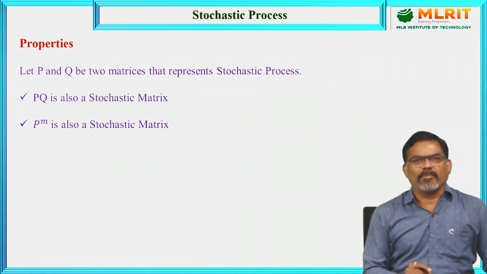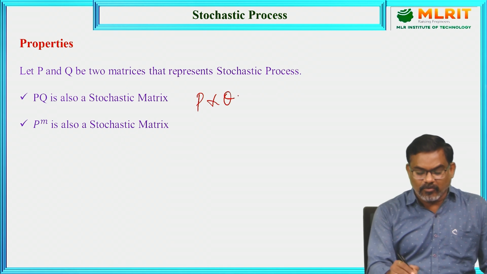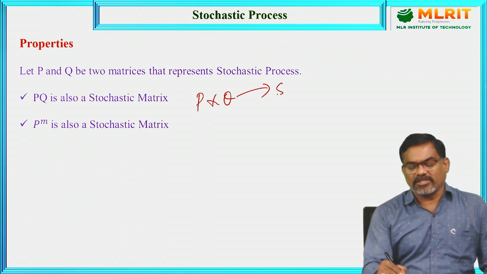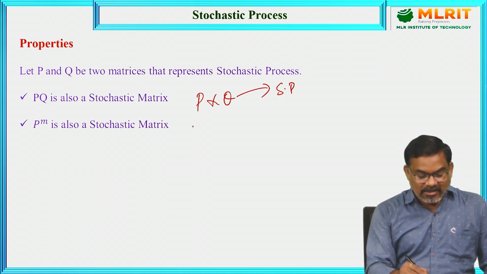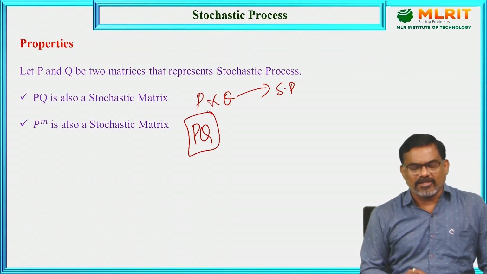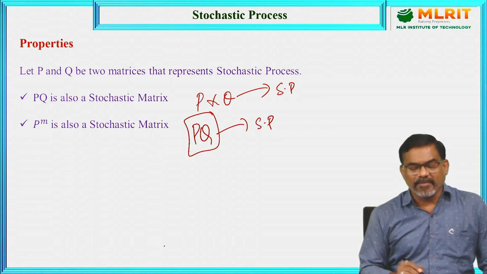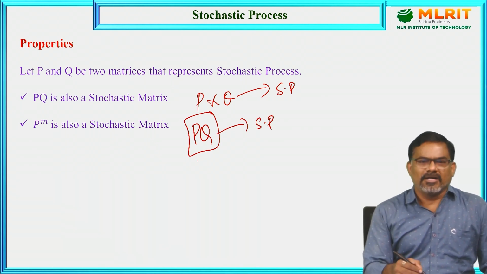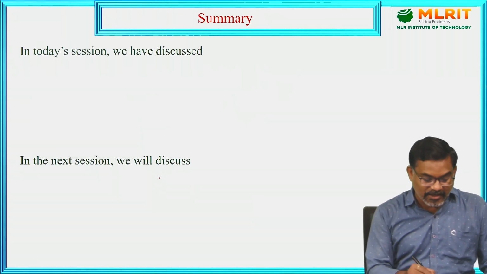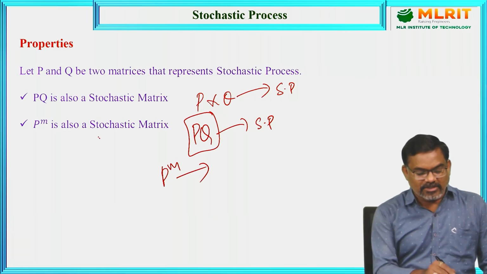And there are some properties of the transition probability matrix. If there are 2 matrices P and Q, both representing a stochastic process, then if you multiply these 2 matrices, the product PQ is also a stochastic process. That means PQ is also a transition probability matrix. Similarly, P power M is also a stochastic matrix.